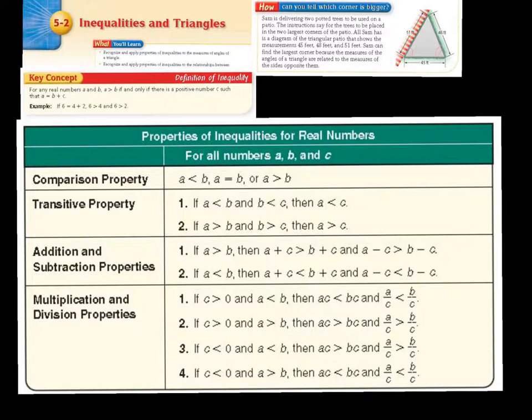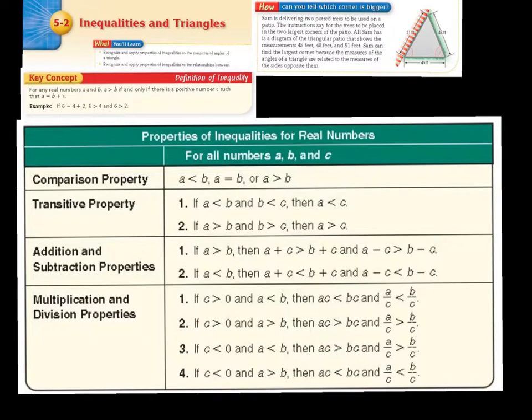The properties we had for inequalities of real numbers: we had a comparison property, so either a is less than b, equal to b, or greater than b. The transitive property holds, so if a is less than b and b is less than c, then a must be less than c. And if a is greater than b and b is greater than c, then it follows that a must be greater than c.